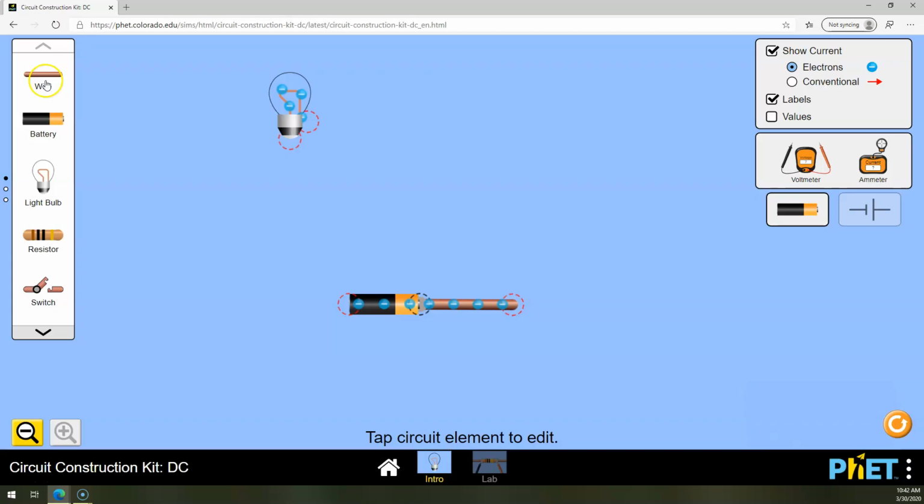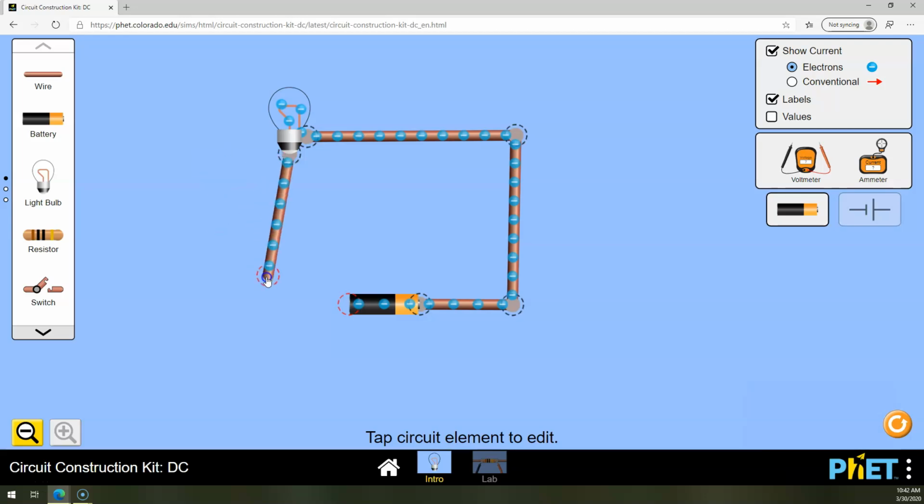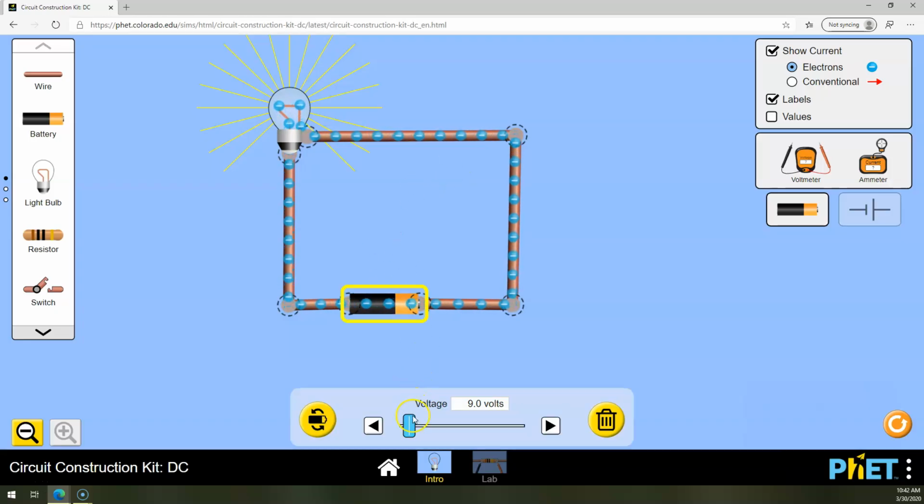Whenever I make my circuits, I tend to try to make them kind of pretty the best I can so that they're easy to follow and see what's going on. So let's just start with a light bulb. So I'm not going to connect like this, again, just because I like to try to make them pretty. They're easy to follow. I can click on this battery and I can change the amount of voltage.